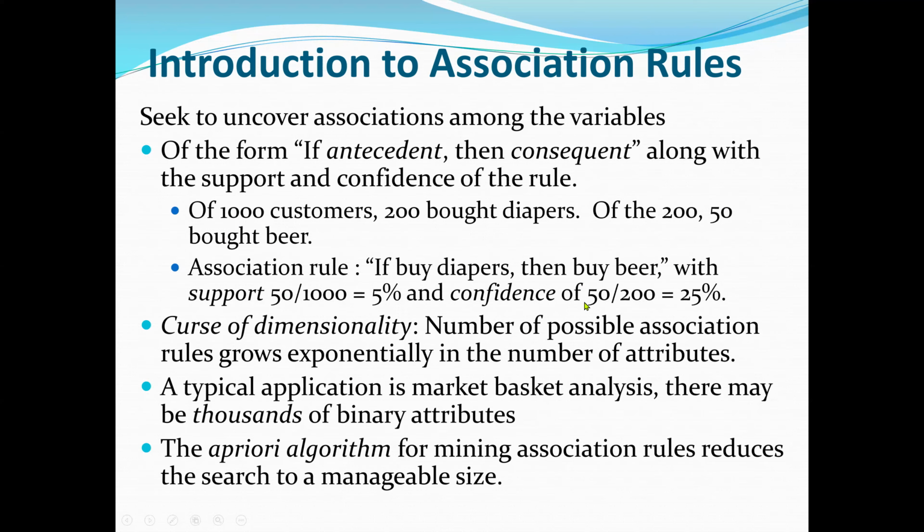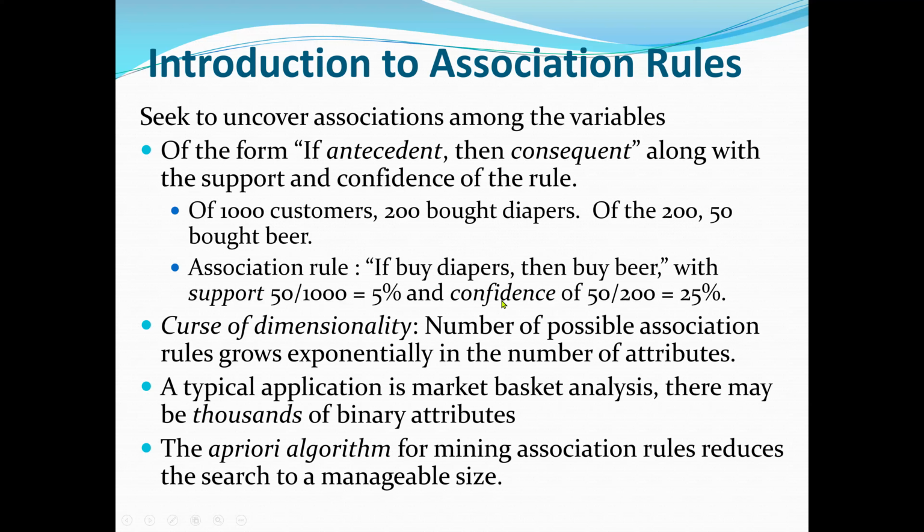Now the confidence will normally be all the customers that buy diapers and also buy beer, divided by all the customers that buy diapers. So customers that buy diapers and beer together is 50. And customers that buy diapers and other items, or only diapers, and also with beer, is 200. Because the question said out of 1,000 customers, 200 bought diapers. Of the 200 that bought diapers, 50 bought beer.